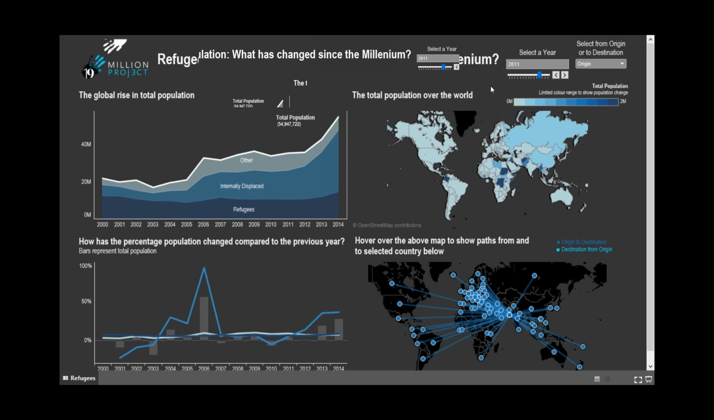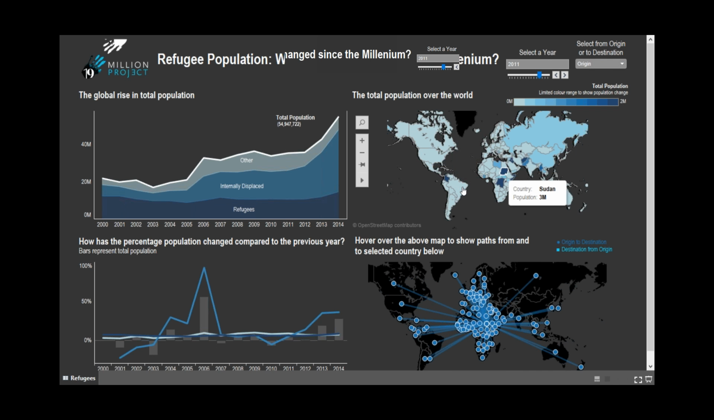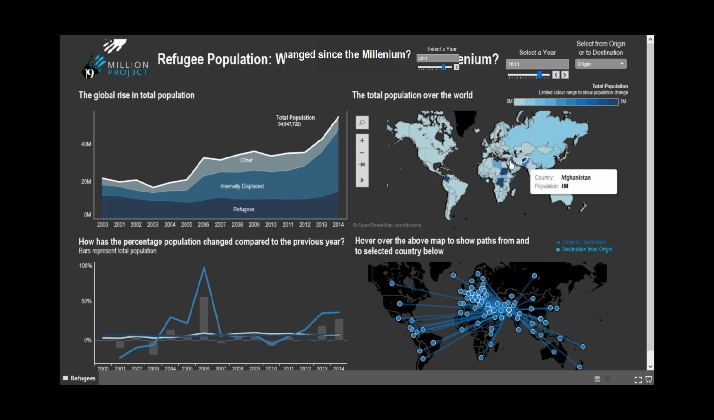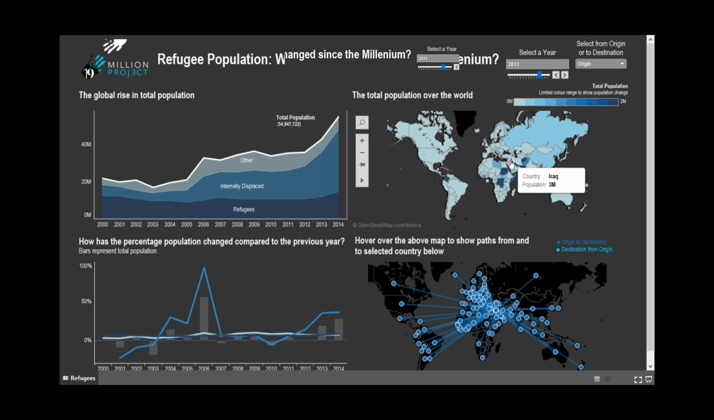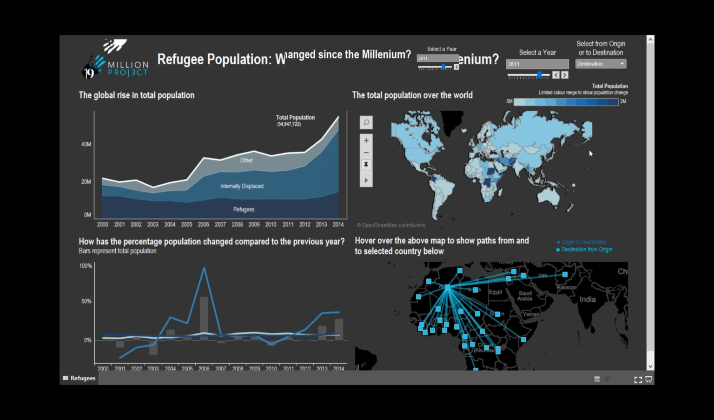Right. So the bottom right graph is basically showing the origin to where the refugees are going to. So then if you hover over a country, it automatically changes to go to that country in the bottom graph. So it'll show you all the different routes of that country. So Afghanistan, and it just shows you the different countries. And then also if you do from destination, it shows how many people are coming from the outside to that country.